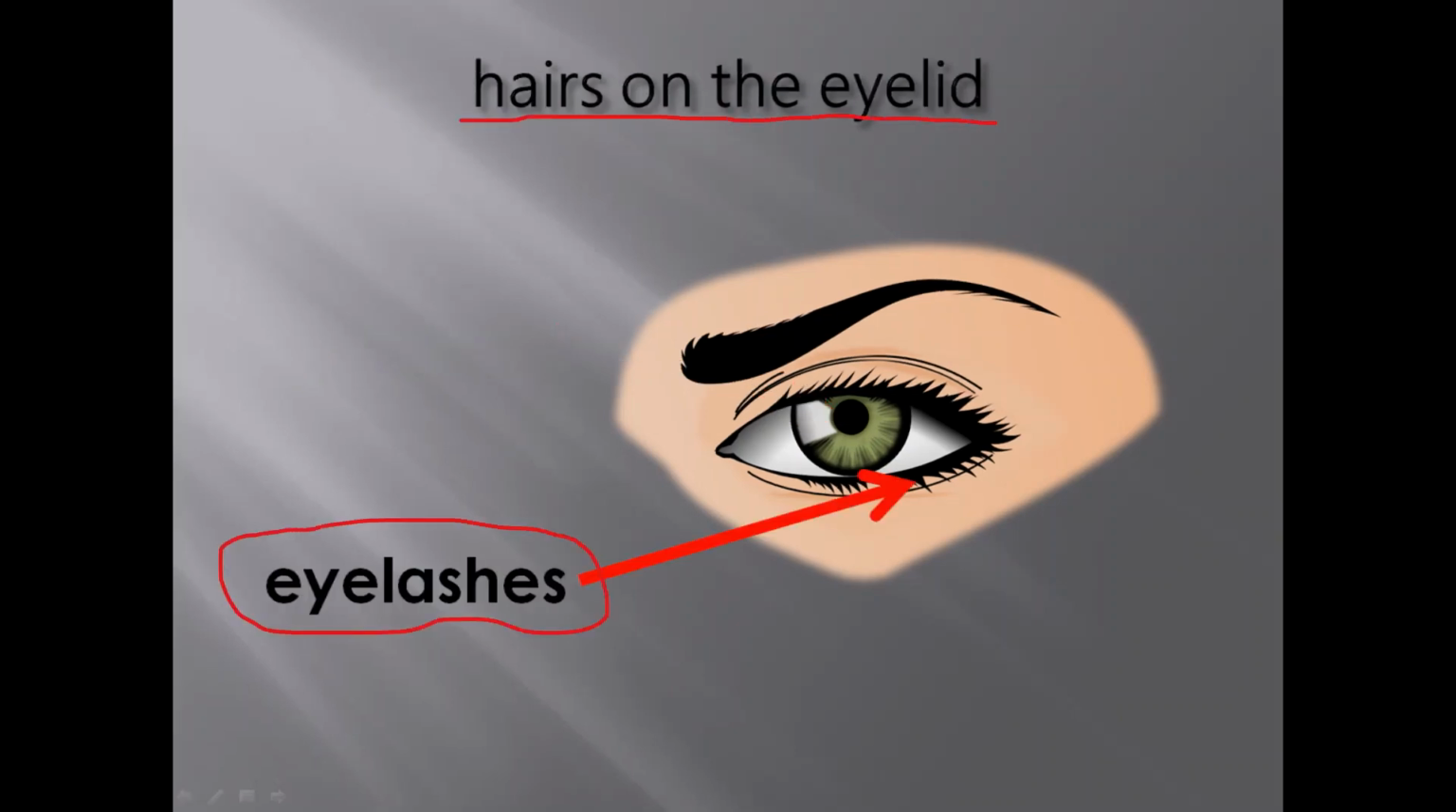Eyelashes are hairs on the eyelid. And again, what I'm highlighting or circling here, these are the eyelashes, just the hairs on the eyelid.